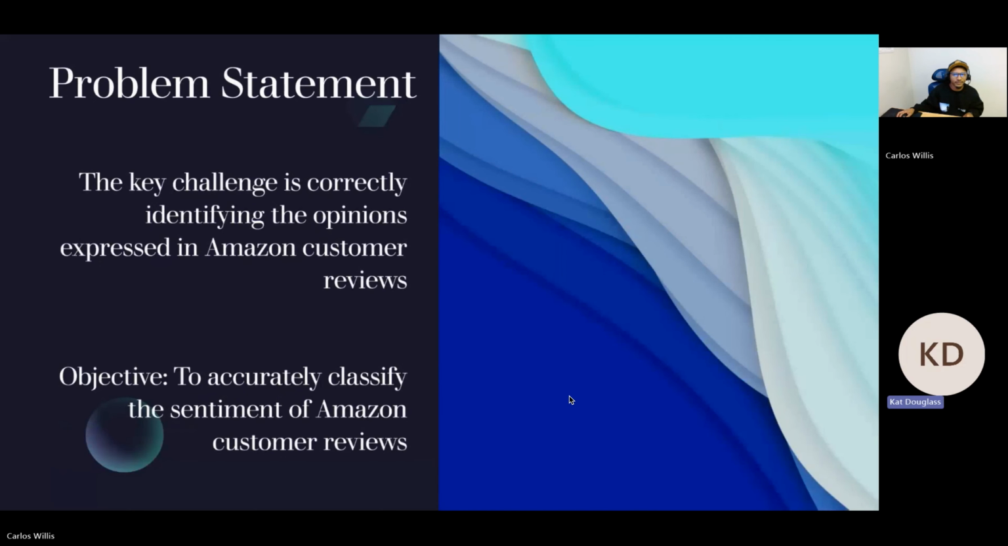So our key challenge was to correctly identify the opinions expressed in Amazon customer reviews, and the goal is to accurately classify the sentiment of those reviews. The subtleties of human language, such as idioms, irony, and different ways of expressing feeling, make categorization more difficult to understand. Additionally, there's a large imbalance in this data set. There's a higher number of positive reviews, which might skew the research and reduce the prediction model's accuracy.